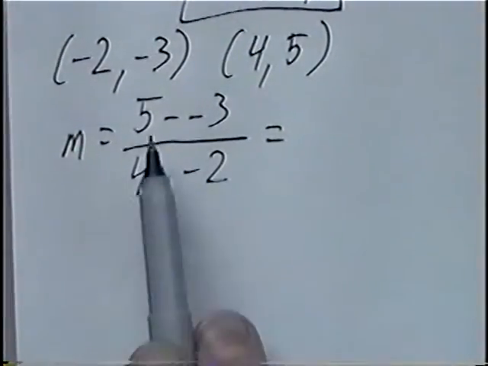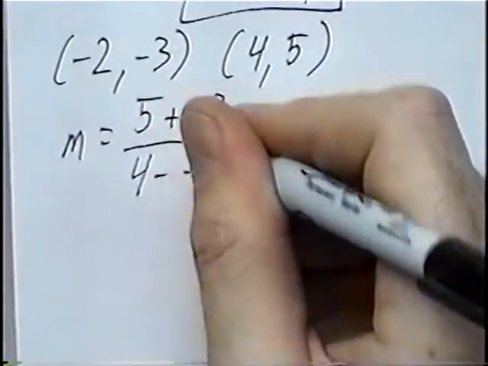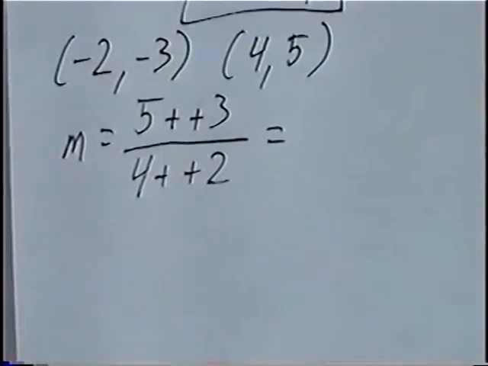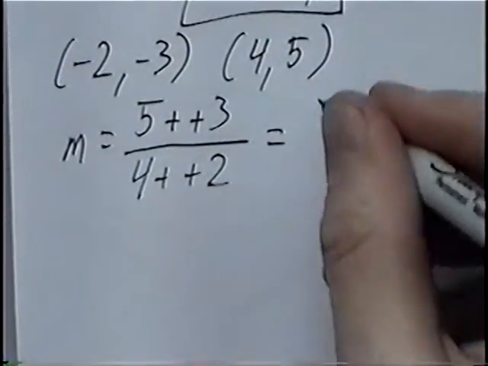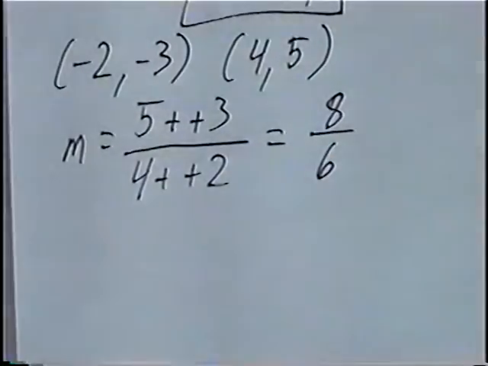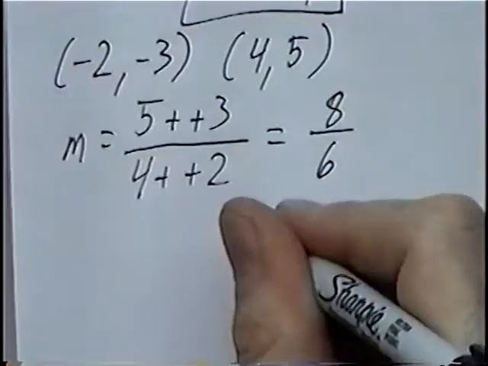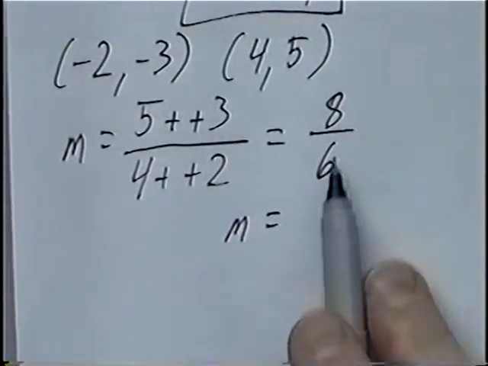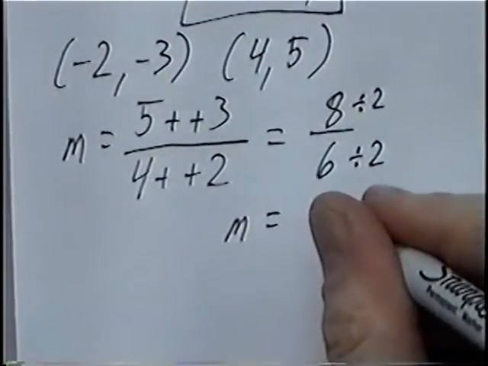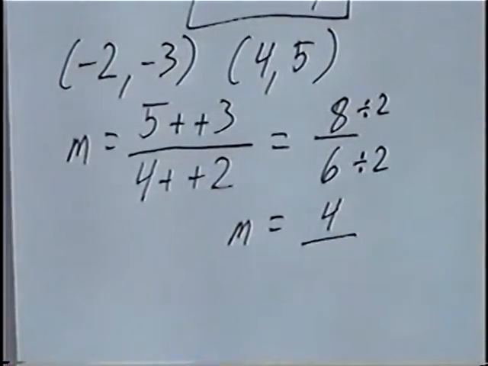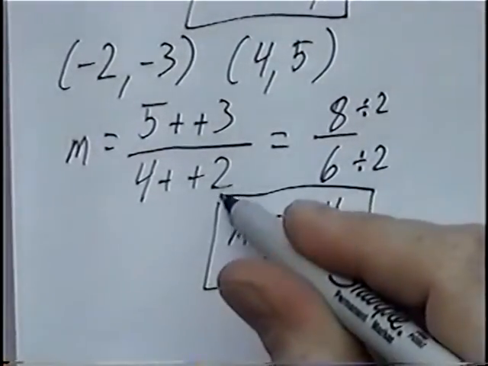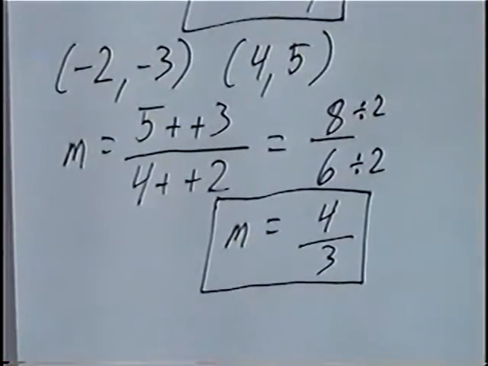Simplifying this, minus minus we can change to 2 positives. Same thing in the denominator, minus minus we can change to 2 positives. 5 plus 3 would be 8, and 4 plus 2 would be 6. Reducing the fraction, 8 over 6. Again, we can divide each of these by 2. 8 divided by 2 would be 4, and 6 divided by 2 would be 3. So our final answer for the slope, m equals 4 over 3.